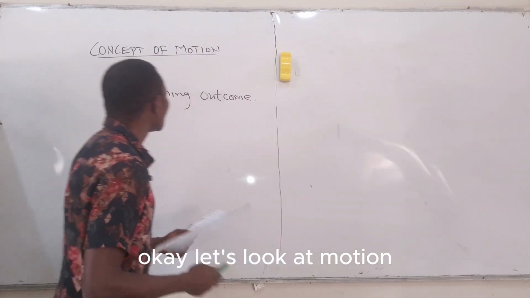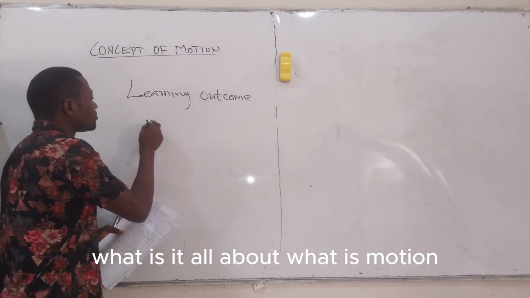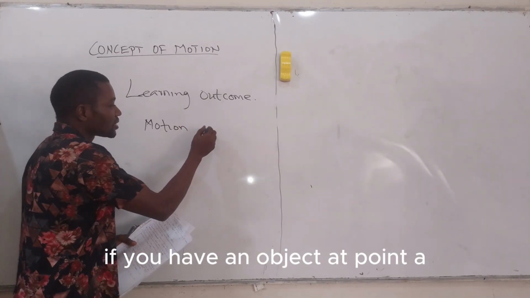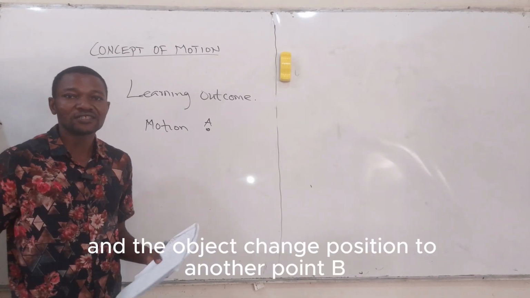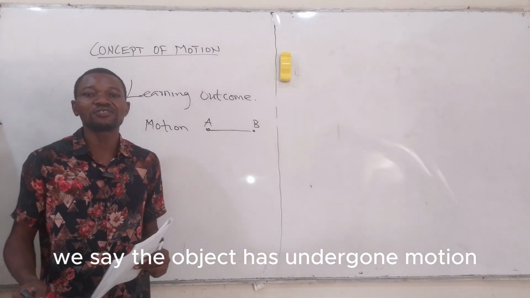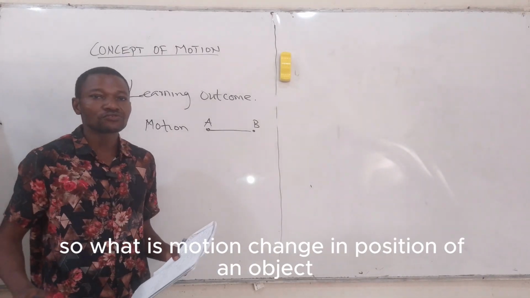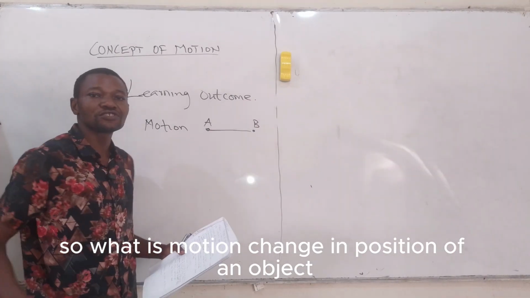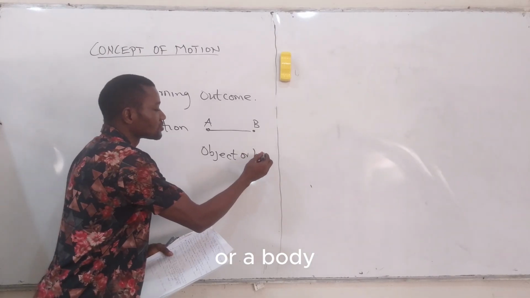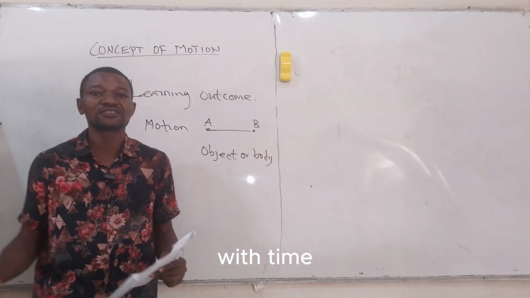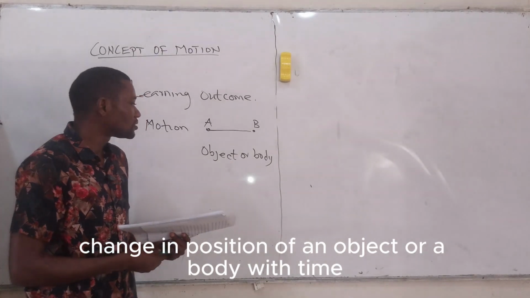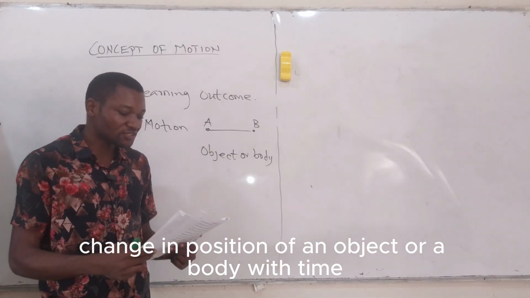Okay, let's look at motion. What is it all about? What is motion? If you have an object at point A and the object changes position to another point B, we say the object has undergone motion. So what is motion? Change in position of an object or a body with time.